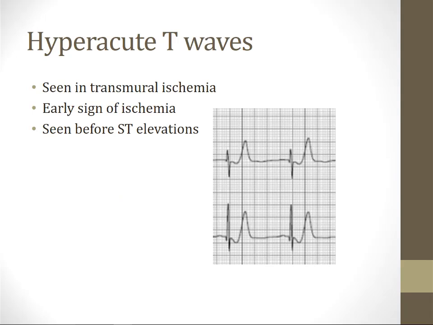Hyperacute T waves are another finding sometimes seen in transmural ischemia. They're often seen very early, sometimes before ST elevations. Hyperacute T waves are peaked T waves, similar to what you can see in hyperkalemia. This is an example of them shown on the screen here. They often occur together with ST segment depressions. And if you look at these ST segments, this is the baseline. This is the ST segment. There's some ST depression here, in addition to the pointed or peaked T waves. These are called hyperacute T waves.